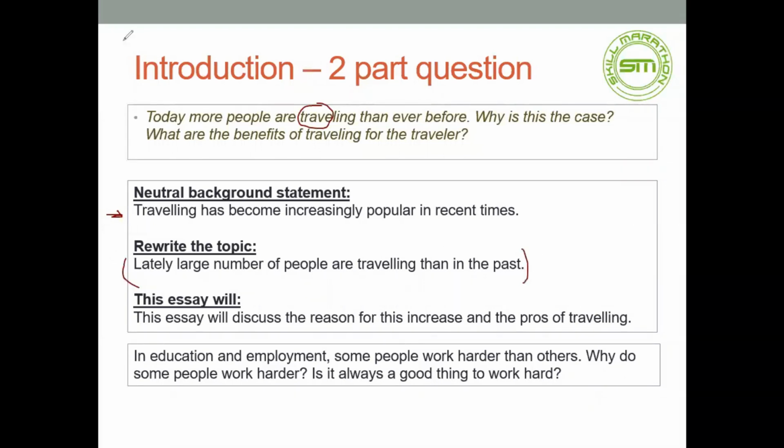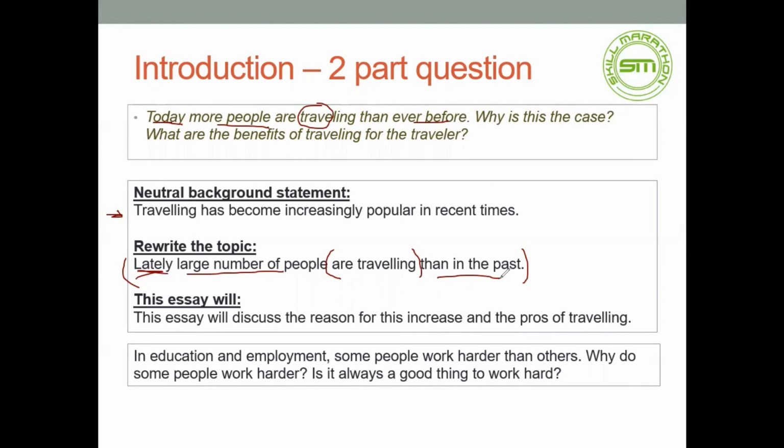How have I rewritten the question? It says today more people are traveling than ever before. So today, currently, of late, lately, replaced it. Large number of people, more people replaced with large number of people. I've kept traveling as it is, than ever before, than in the past. I have simply rewritten the question, and it is important you do that.